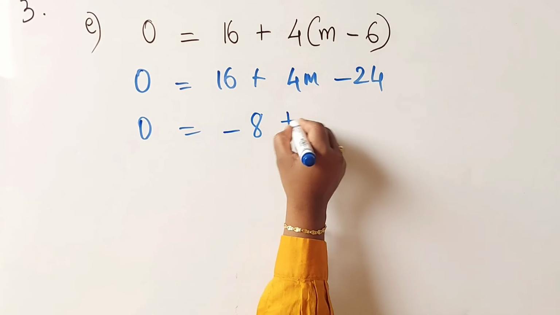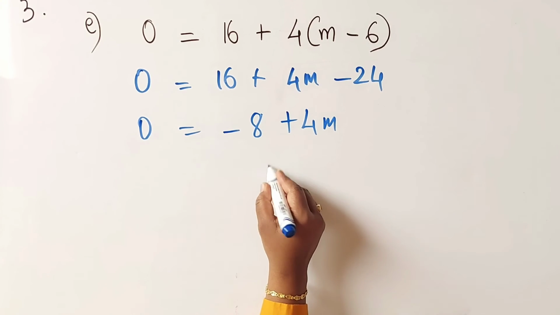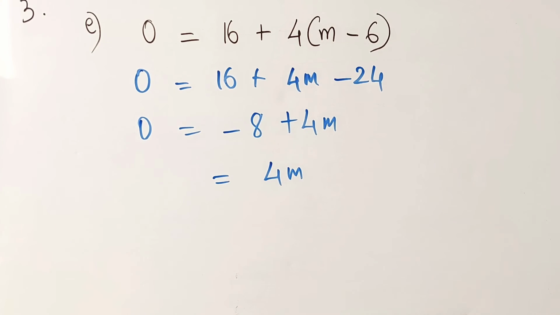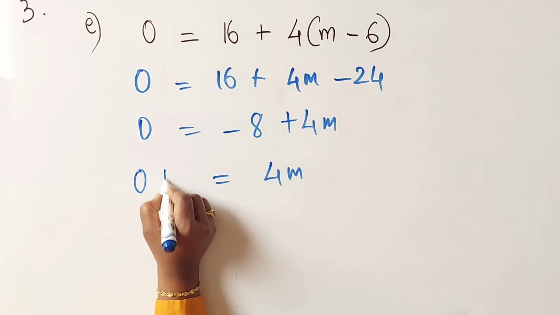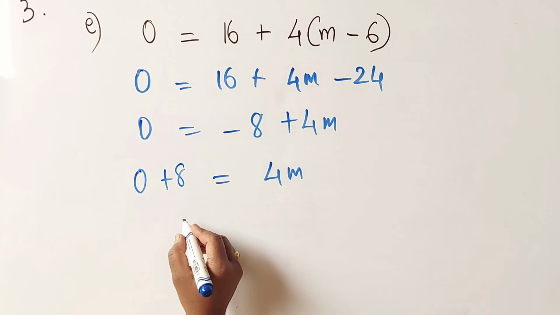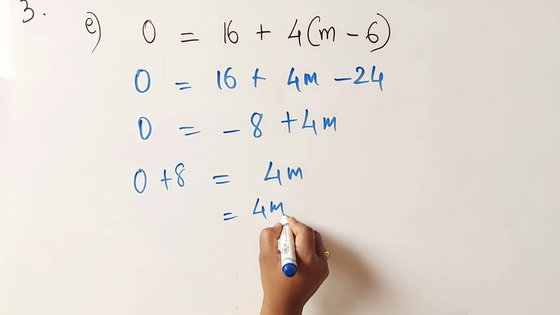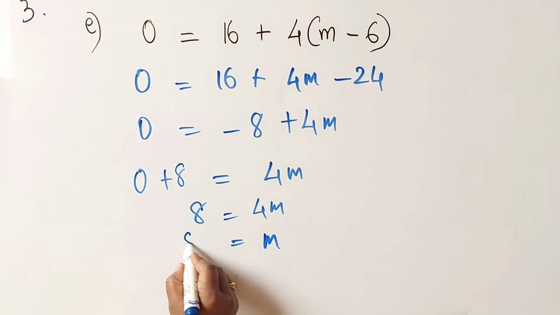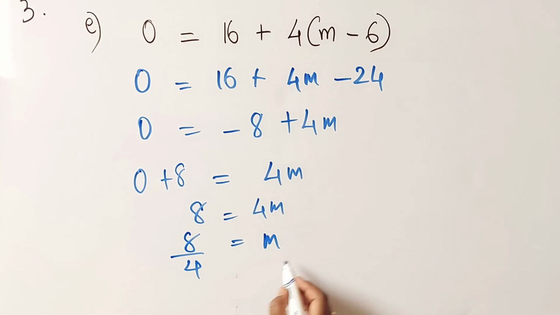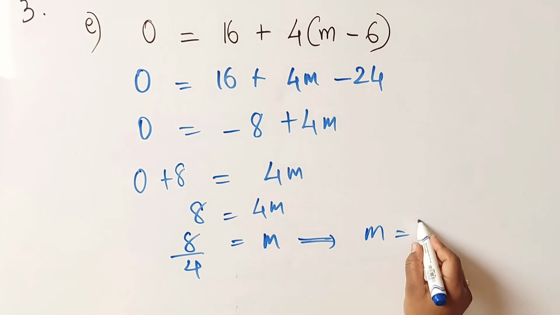Correct? Plus 4m. Now 4m equal to, send this negative 8 to the left hand side, children, then it will be positive 8. 0 plus 8. 4m equal to 8, children. So we want m only, send this 4 to the right hand side, it will be dividing. 8 by 4. Therefore, m equal to 2.